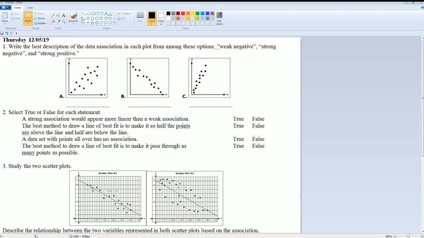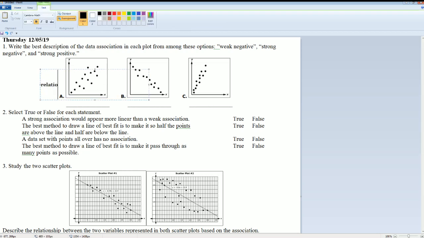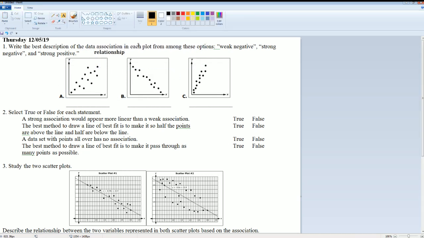Number 1, write the best description for the data association in each plot among the options. You have weak, negative, and strong positive. Okay. Please understand when it comes to association, what they're referring to here is the word relationship.